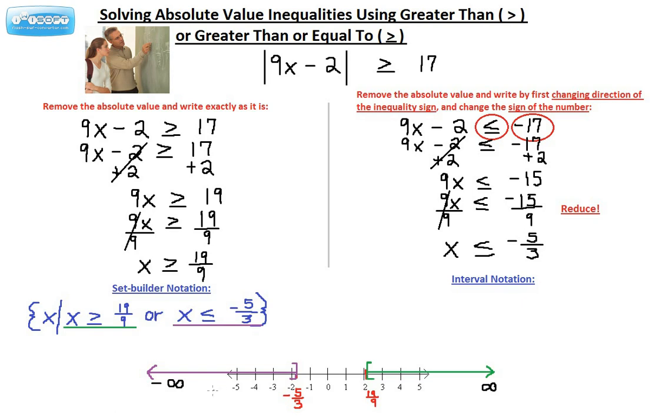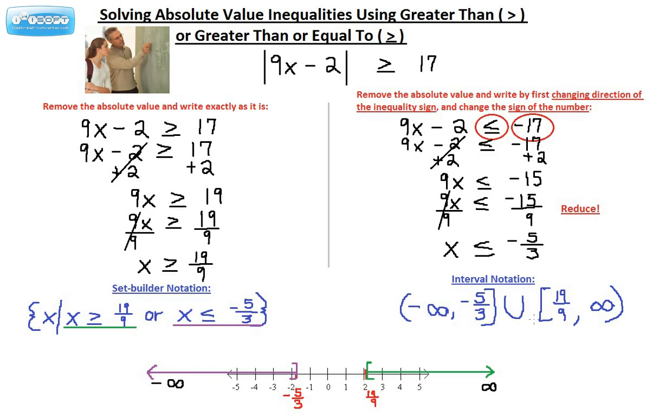To write our interval notation, we look at the number line from left to right. Our set begins at negative infinity and goes up to negative 5/3 and includes it. Infinity always uses a parentheses. Negative 5/3 is included, so we use a bracket. But we also have another graph. So we have a union. We begin at 19/9 and include it, so we use a bracket, and we go to positive infinity. Here you have our interval notation.